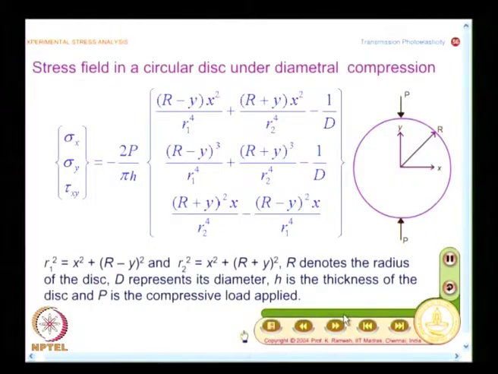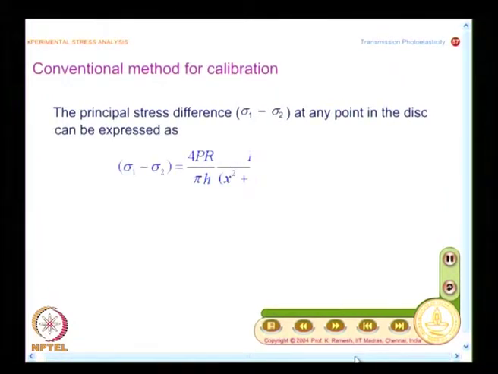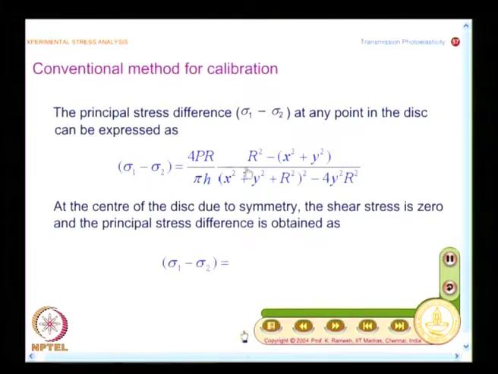And in the last class we saw the stress field for the disk under diametral compression, and I have sigma x, sigma y and tau xy, and these are the expressions we have also noted down earlier, and we take the center of the disk as the origin and r is the radius. And what I said in the last class was to find out from these expressions the value of sigma 1 minus sigma 2. In fact, what we want is to see principal stress difference, and since I have the expressions for sigma x, sigma y and tau xy, it is simple for me to find out expression for sigma 1 minus sigma 2.